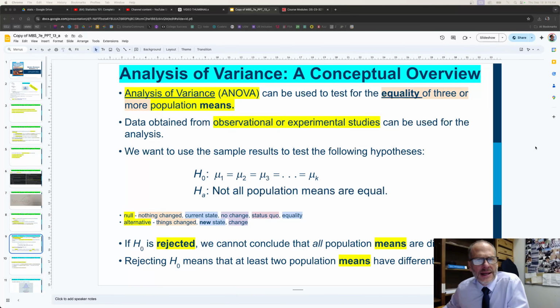So now we're going to learn about analysis of variance, a conceptual overview. Just like we're going to do some analysis on variance. Again, we saw this many times throughout the course, but we're talking about the mean, which is a measure of central tendency. I could have some data like 8, 10, 10, and 12, and then my mean is going to be 10.